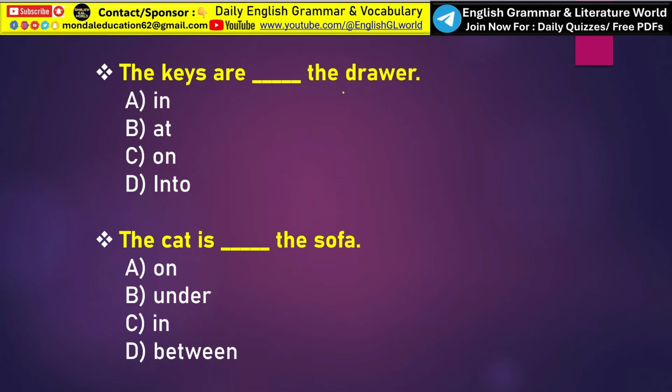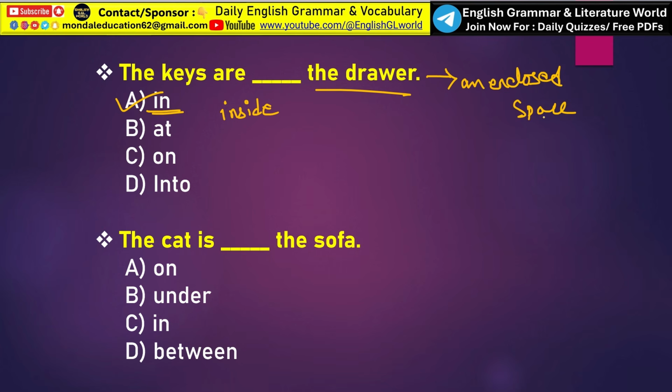Next, the keys are dash the drawer. So look, here the correct answer is option A, that is in. In is used when something is inside an enclosed place. So here the drawer is an enclosed space. So that's why we have to use the preposition in. So the keys are in the drawer. Understand?